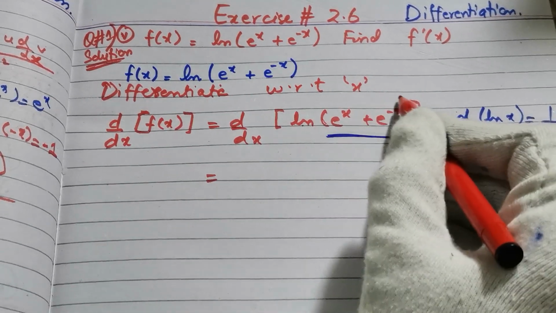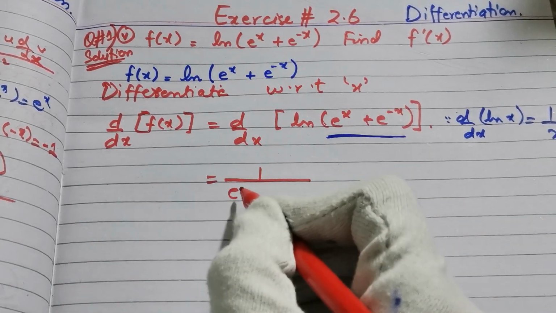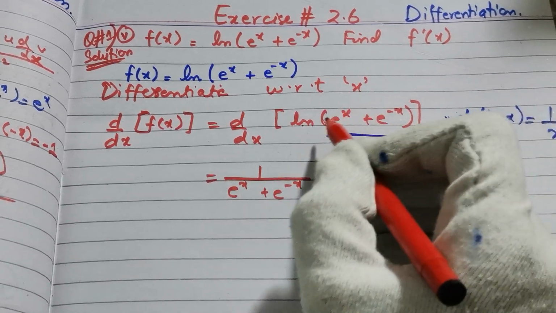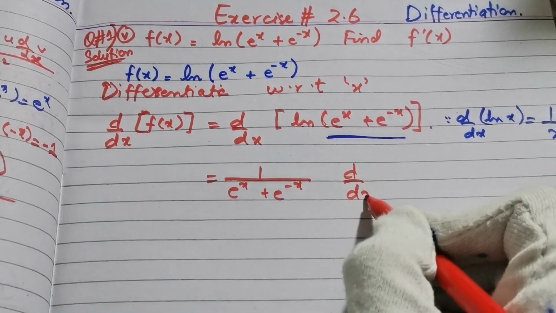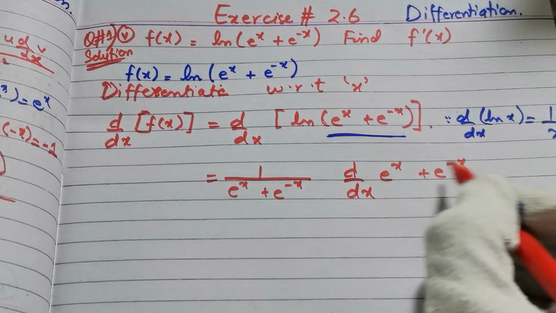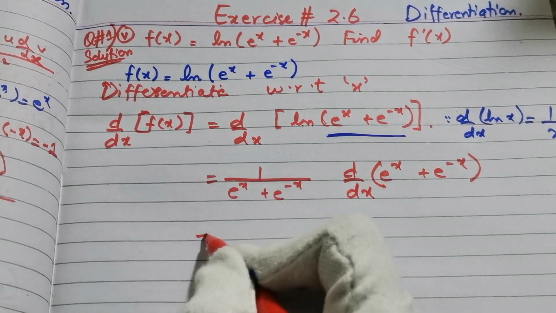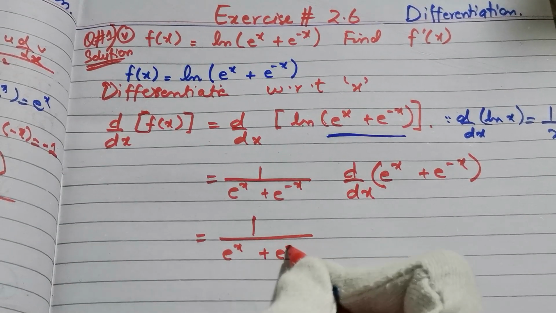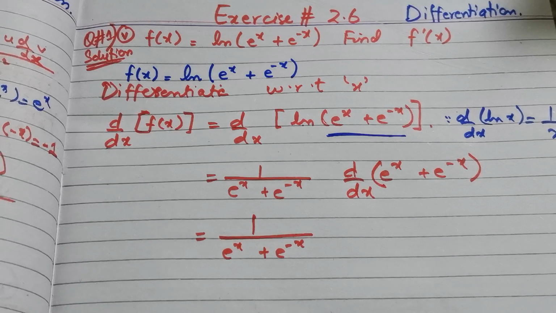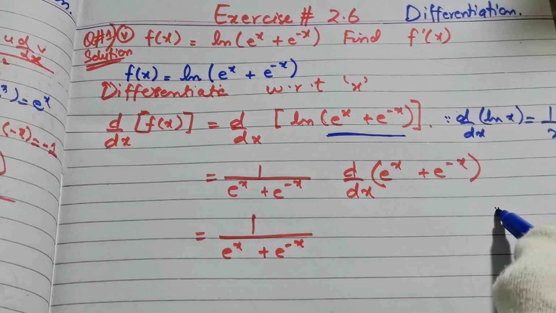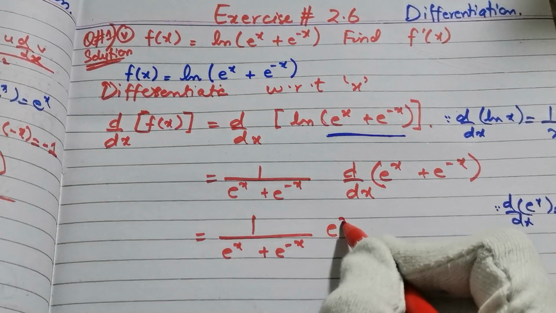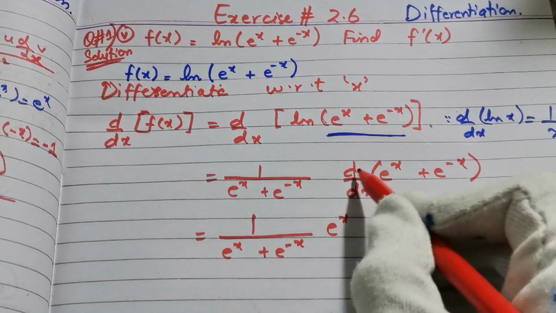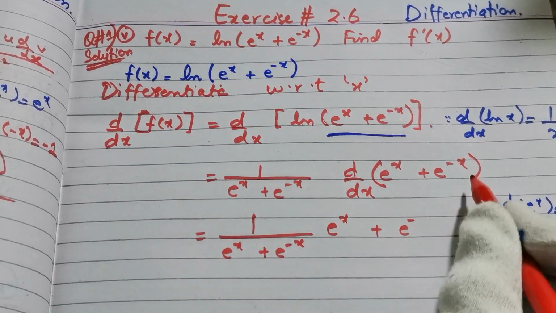It means 1 by this whole term, e^x plus e^(-x). In natural log of x, this x is not simple, so again we will differentiate. Differentiate what? e^x plus e^(-x). So 1 by e^x plus e^(-x). Now we can see that the derivative of e^x is always e^x. So the derivative of e^x is e^x, plus the derivative of e^(-x) is e^(-x).